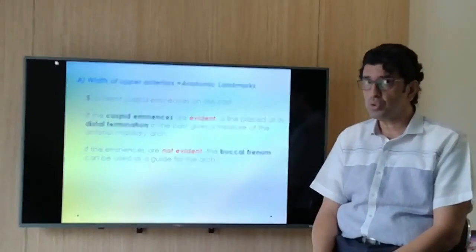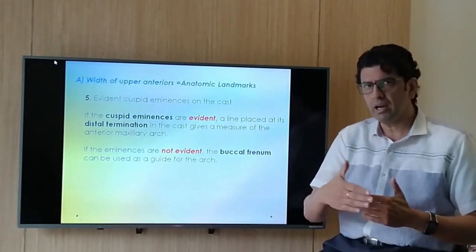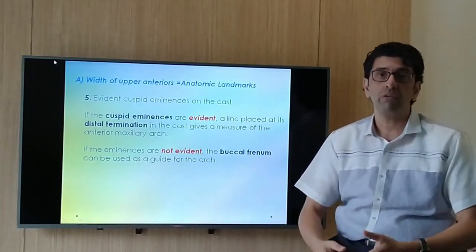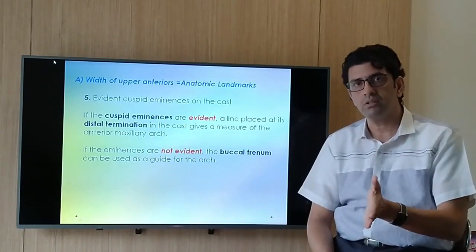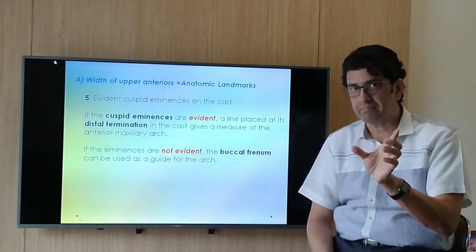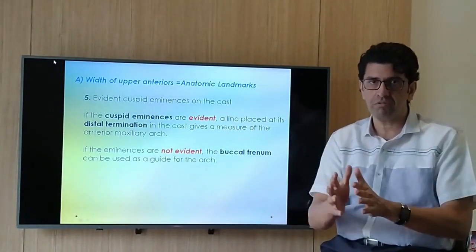Okay? In case you don't have that, you can always use the buccal frenum, a line a little in front of the buccal frenum as a position to start off developing your canine eminences. So remember that when you are developing your canine eminences, you are developing them primarily on the occlusal rim. Once you determine it on the occlusal rim, check it for harmony with the face.